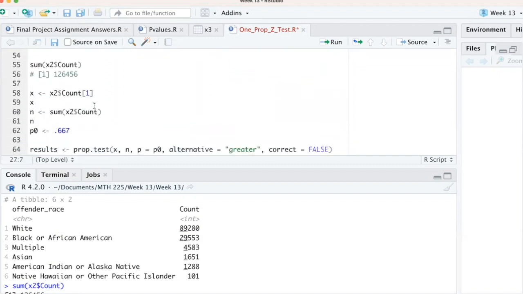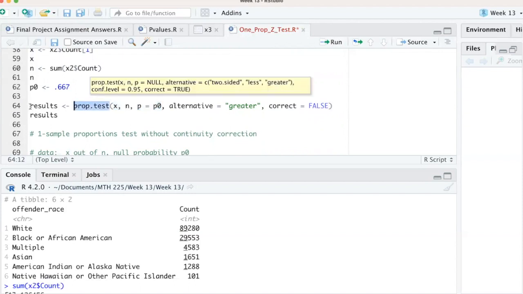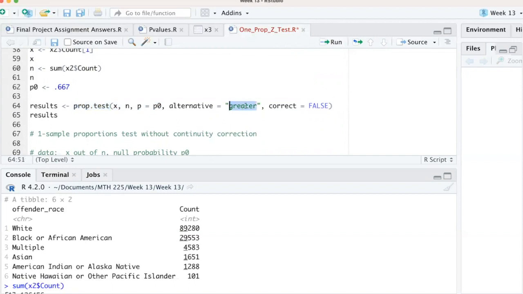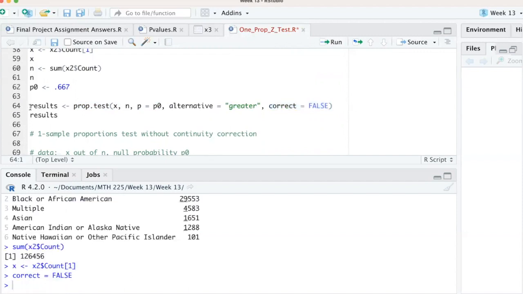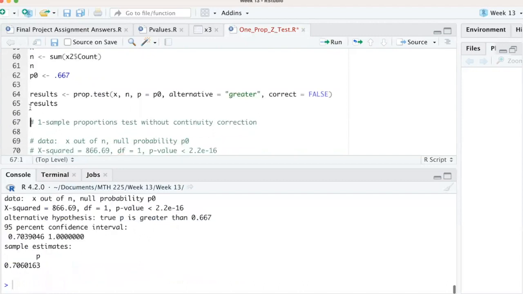All right, we're going to take those three numbers, the X, the N, and the P, and put them right here as our first three arguments of the prop test function. We have a greater-than alternative, and we're not going to apply the continuity correction. So we're going to run this to get the results of the one sample proportion test. We'll print those results out, and there you can see it. Here's all the output that it gives.